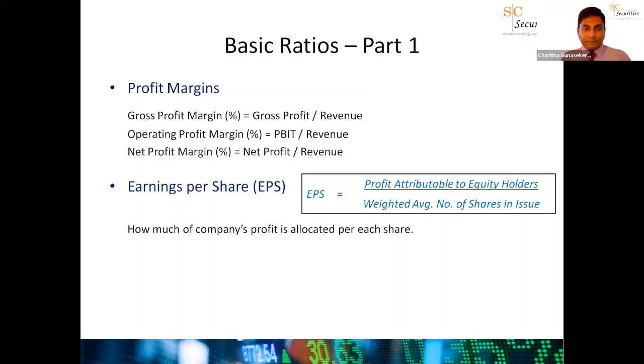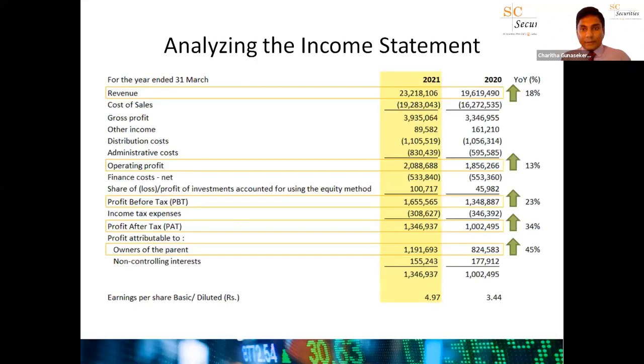Very simple. If you go back here, in this particular company, they have generated a profit of 1.19 billion, or 1,191 billion. These figures are in thousands, right? This profit, you divide it by the number of shares that are in issue in this company. So if you divide this figure by the number of shares, you will get the earnings per share as 4.97.